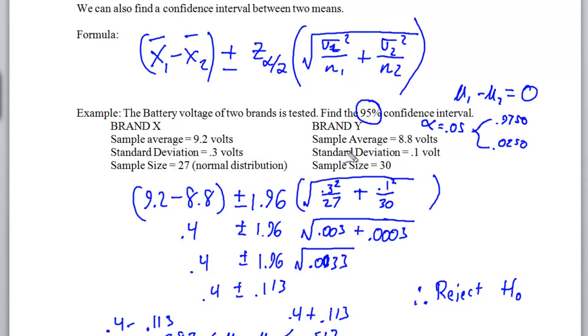These batteries are statistically significant. Now, granted, they were pretty close. I mean, you got really close to zero here and here, but there's still enough evidence to say that you would choose brand X over brand Y because they're better batteries.